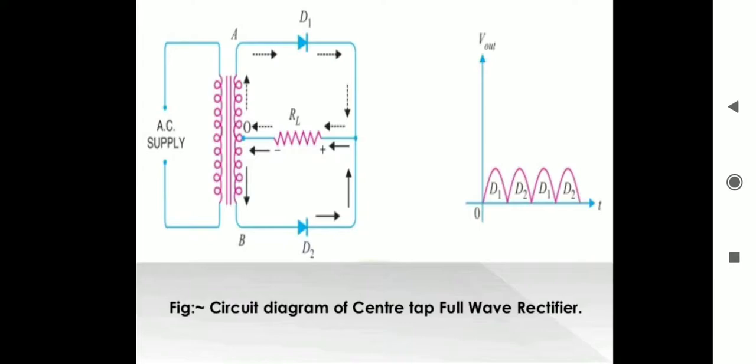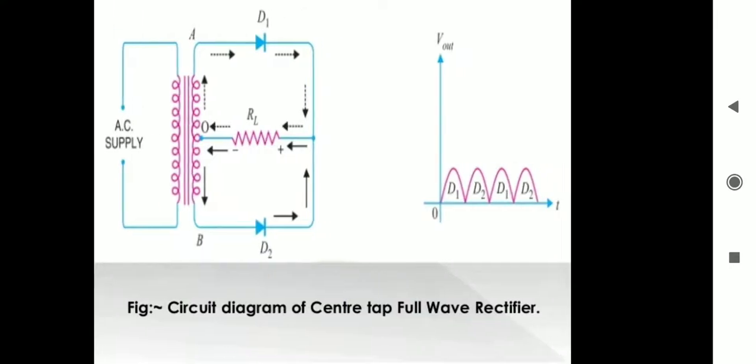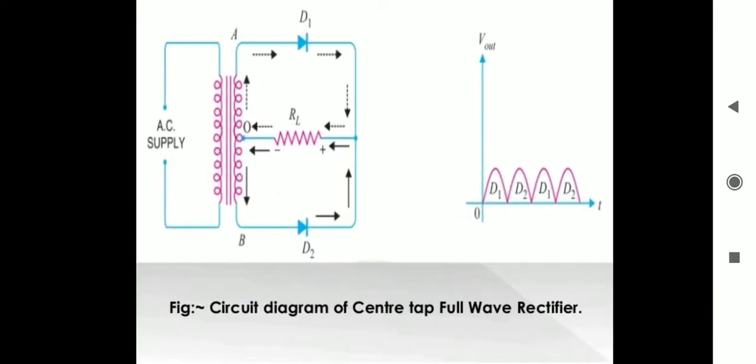A full wave rectifier converts both halves of each cycle of an alternating AC signal into a pulsating DC signal. As we have discussed, the center tap full wave rectifier and the full wave bridge rectifier are the two types of full wave rectifier. The center tap rectifier consists of a center tap transformer, two diodes, and one resistive load.